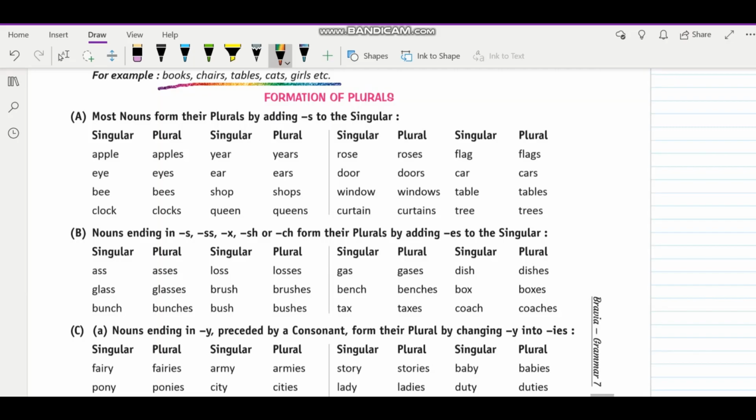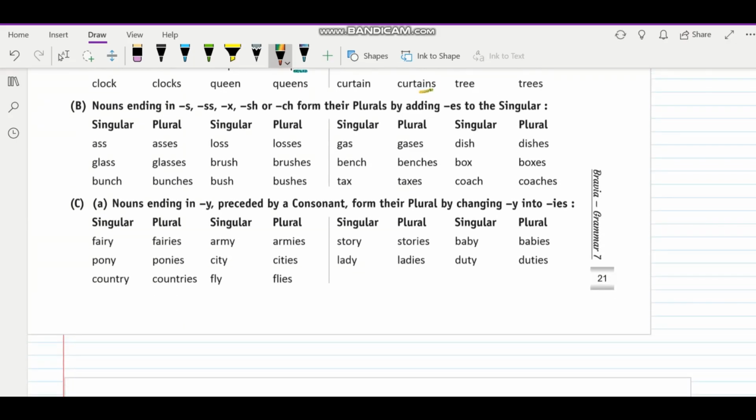Now comes the most important part, that is the formation of plurals. This is very important, and this is one of the basic things which we should know. Most nouns form their plural by simply adding s, like apples, eyes, shops, cars, doors, curtains, etc. The nouns which are ending in s, ss, x, sh or ch, they will form their plurals by adding es, like losses, asses, brushes, benches, boxes.